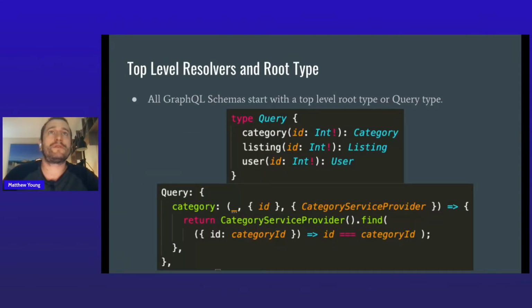Top level resolvers and root set. So as I mentioned, all GraphQL schemas start with the top level root type or query type. At the top level of every GraphQL, you have to start with your query, and you also have mutation. I won't be getting into mutation, but you can think of query as your reads and mutations as your writes. But you can see here, we have the top level query, and we have our category resolver being one of the main things we can hit.